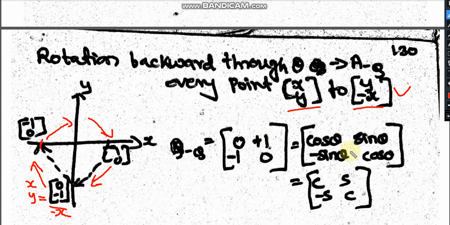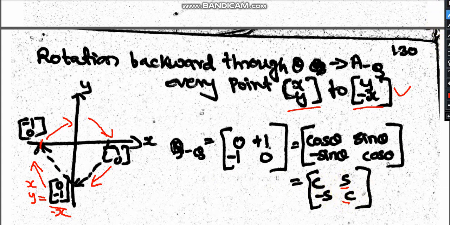Similarly, as I told you, you can represent it as cos theta and minus sin theta, and cos theta, and you are rotating it by minus 90 degrees. So cos minus 90 and sin minus 90. You can have cos 90 is 0 and minus sin 90 is minus 1. You can represent the rotation matrix backward, that is clockwise, as c, s, minus s, c.